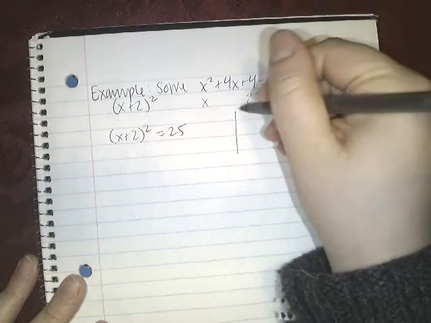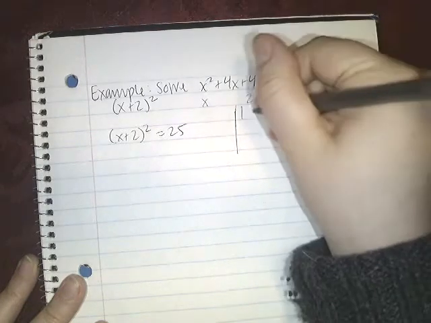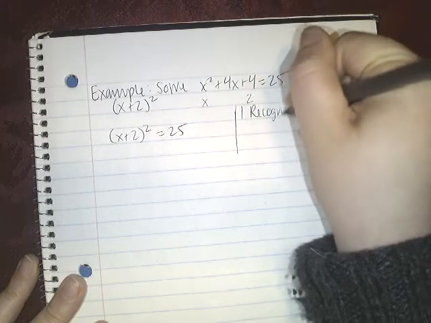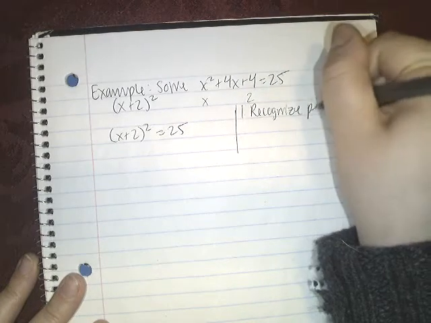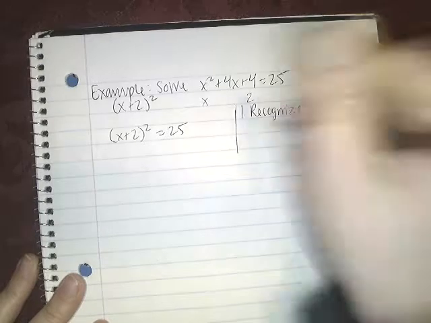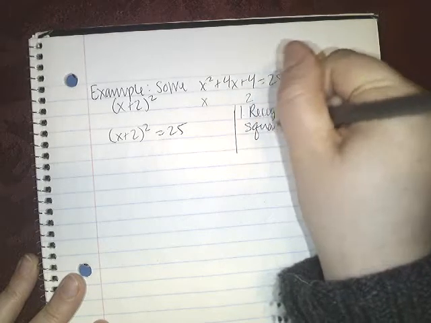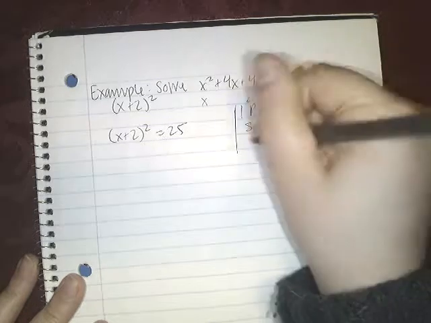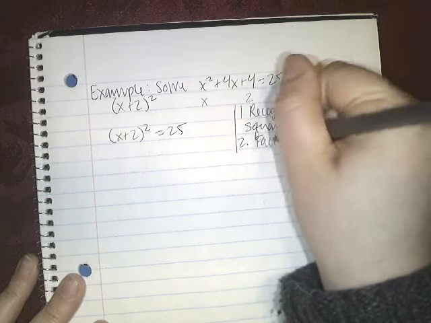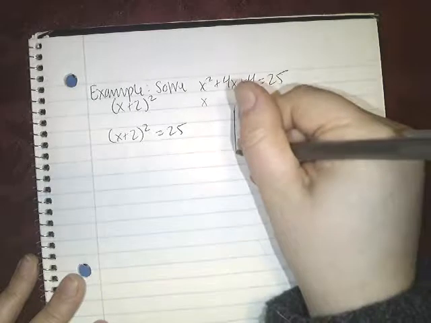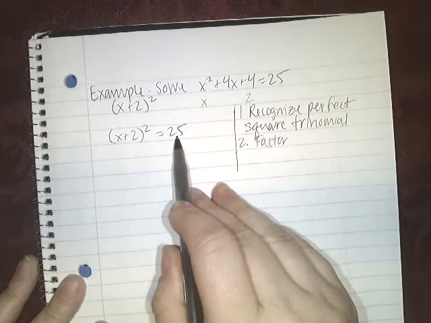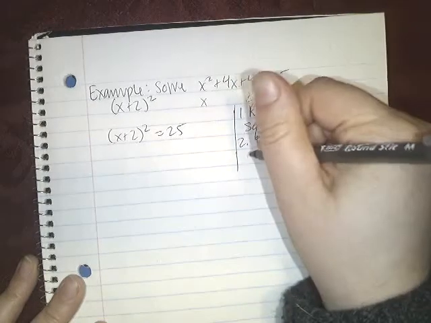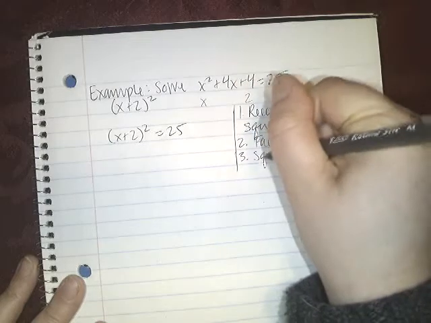So the first step when we have a perfect square trinomial is to recognize it. We need to recognize our perfect square trinomial and then factor. Even though it's 25 on the other side, I can solve it by taking the square root of both sides.